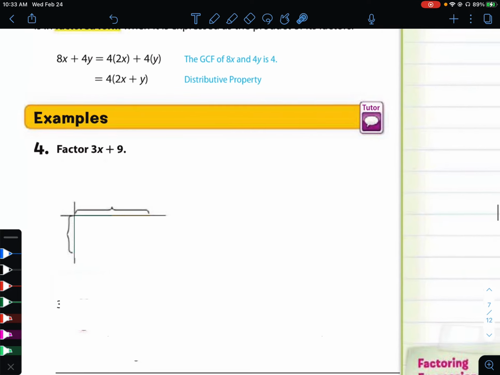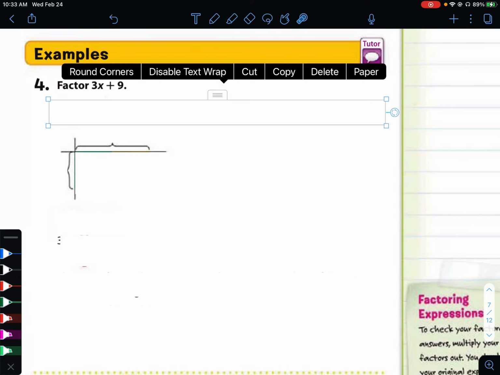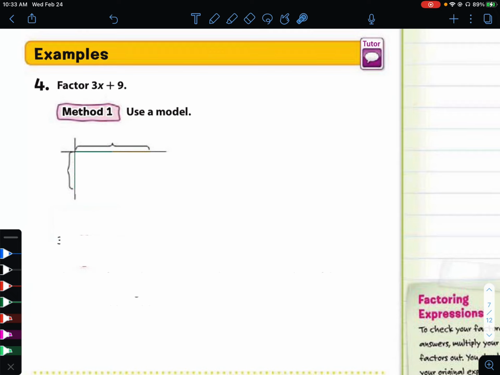So how does this work using models? We have 3x plus 9. Okay, let's use a model for this one. Again, we model 3x plus 9. We first look at this from our inquiry lab. 3x plus 9 looks something like this. Draw my 3x tiles, and I'll make them positive. These are my unit tiles. Make them blue so it's easier to see.